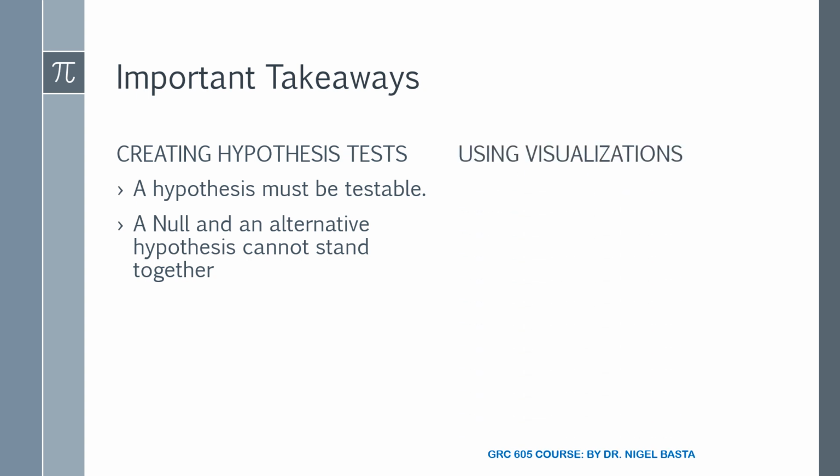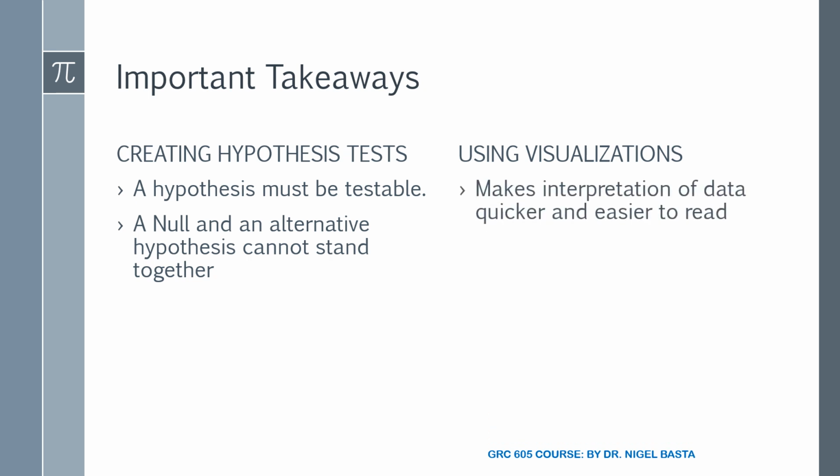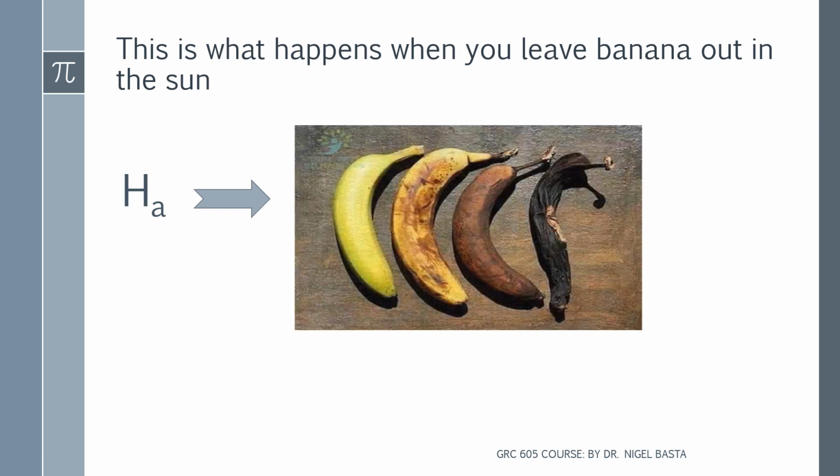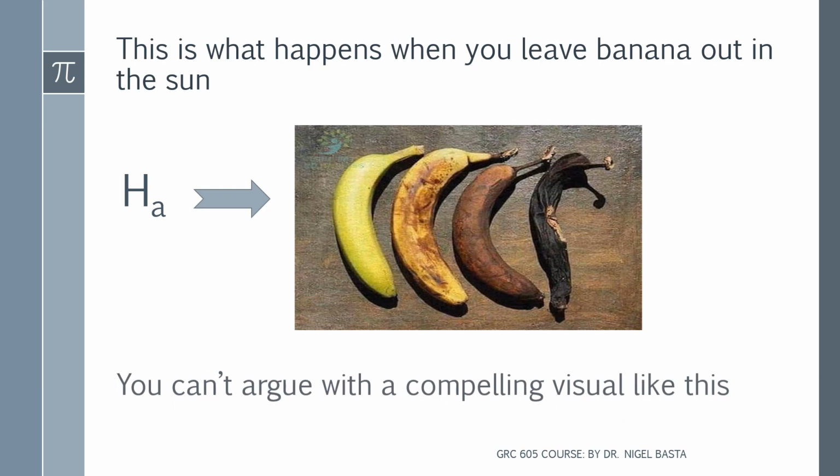Now moving on to using visualization. Visualization makes data quicker and easier to read and to interpret. The visual representation speaks for itself and is also very compelling and difficult to refute. If you remember the example I related at the beginning of our session about the bananas, this is what happens when you leave bananas out in the sun. As you can see, this is an alternative hypothesis, and it's very difficult to argue with a compelling visual representation like this.